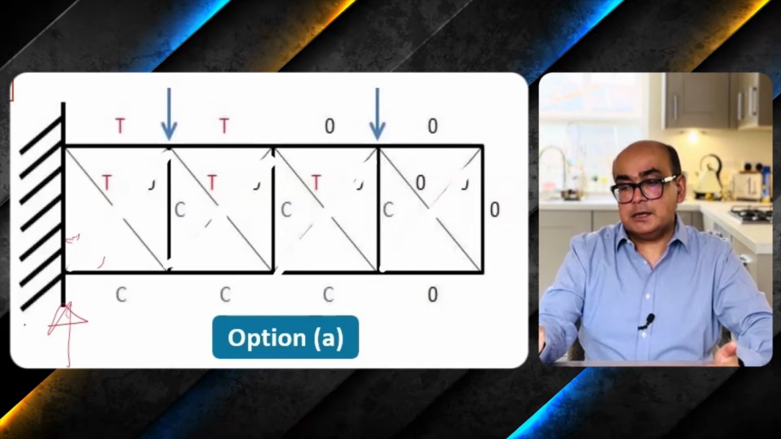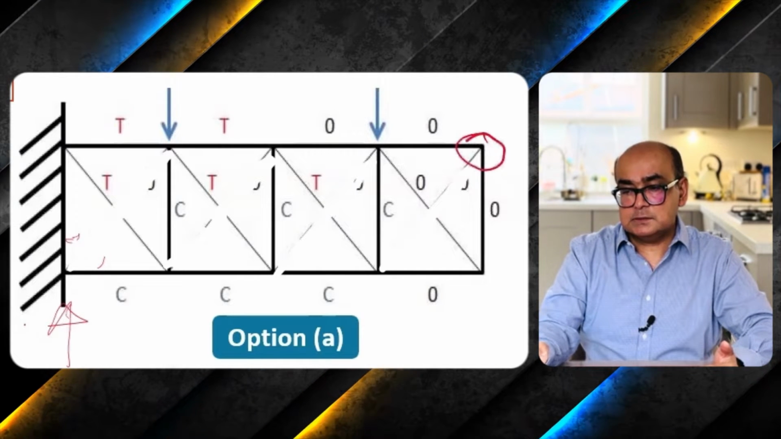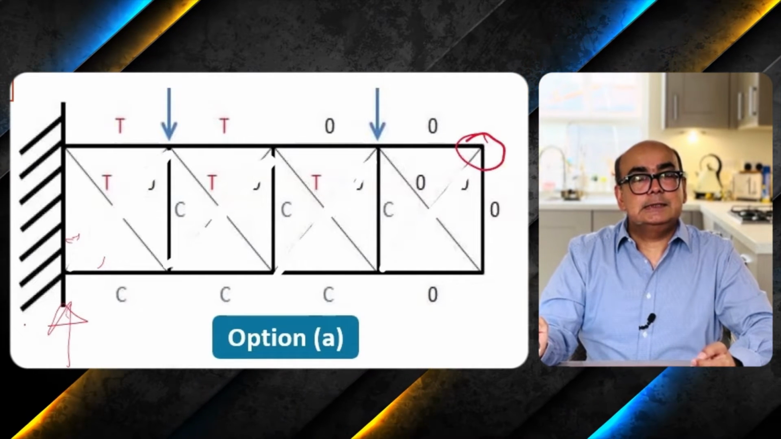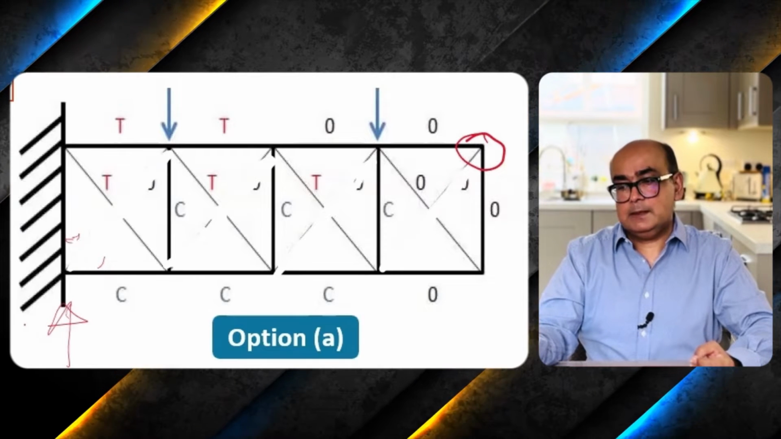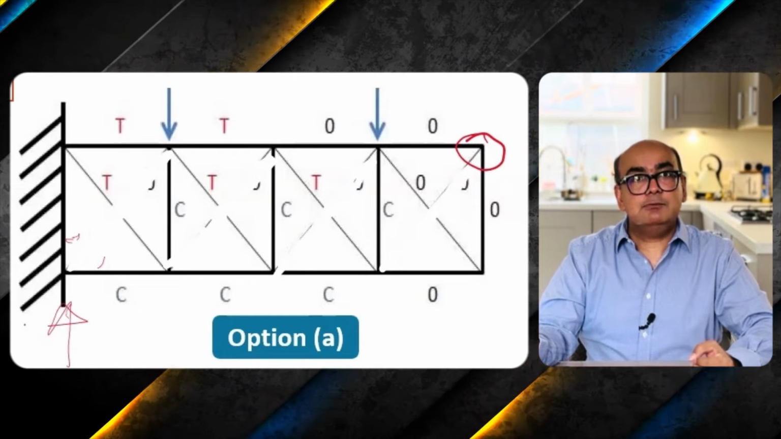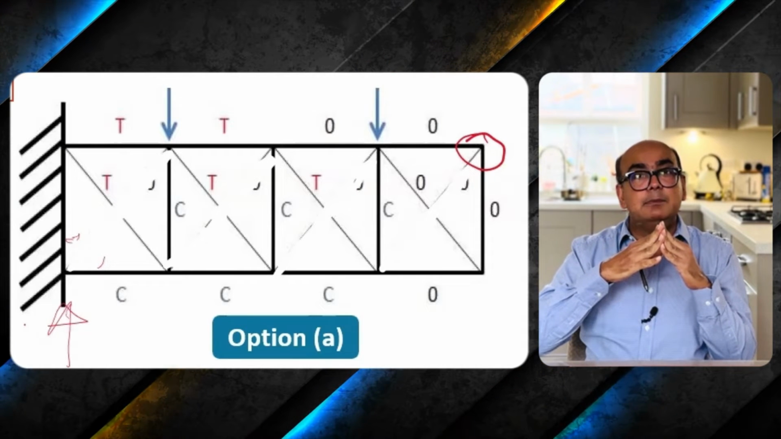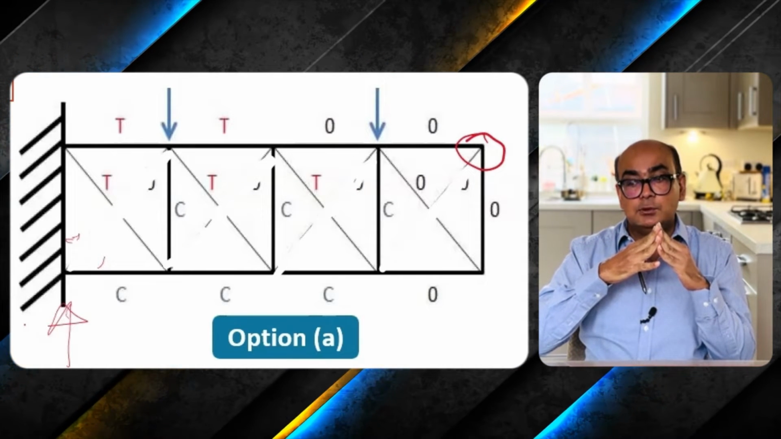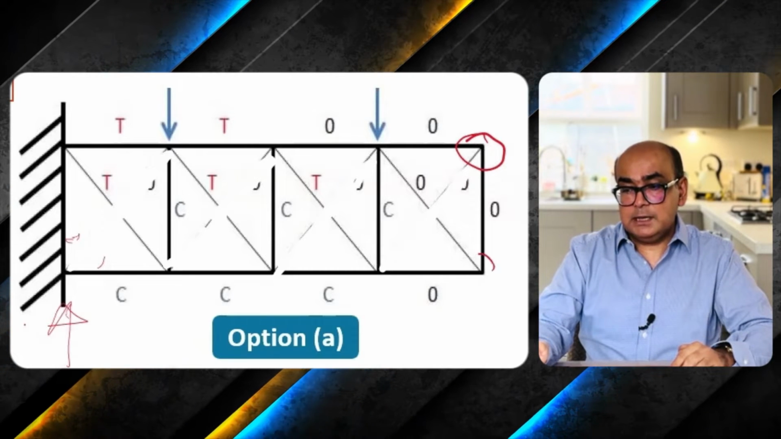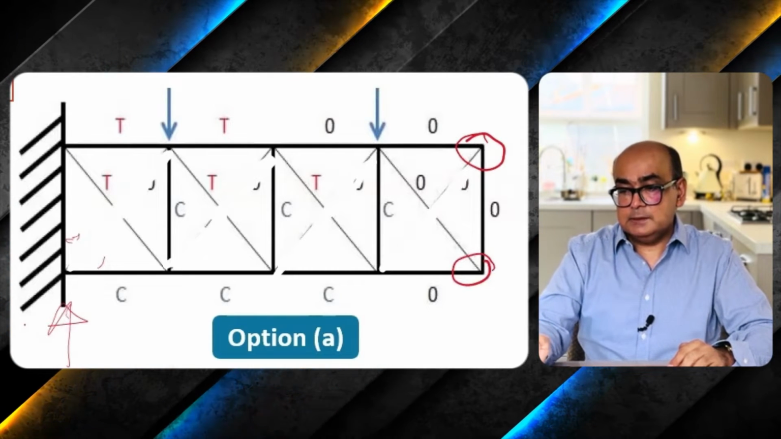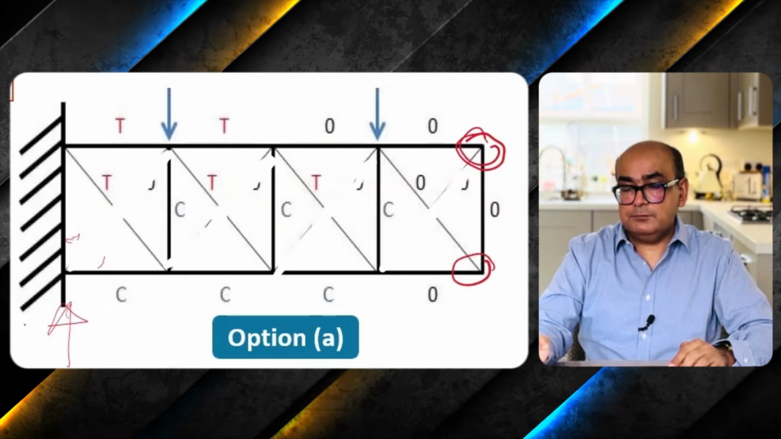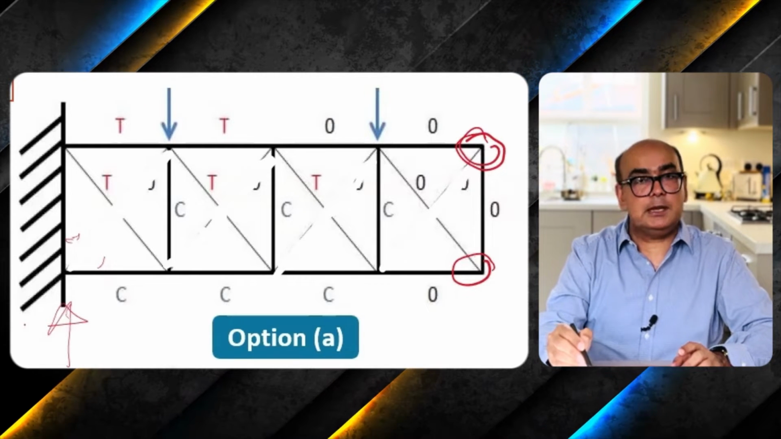Once zero forces are determined, now have a look at this joint. It follows the first rule that when two non-collinear members are attached, the forces in them will be zero. And again, if you have a look at the bottom, when this is zero, then I will rub off these top members and let us see what happens.